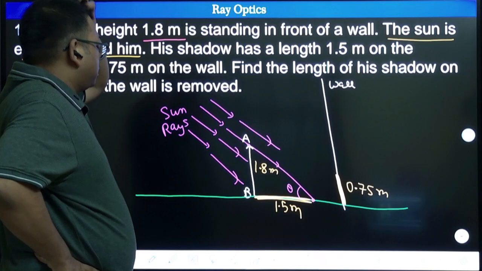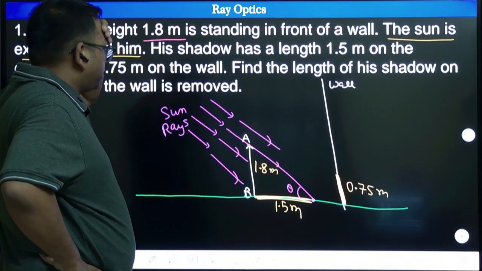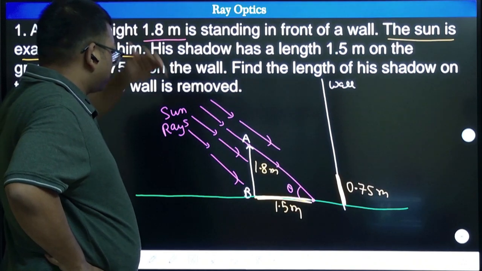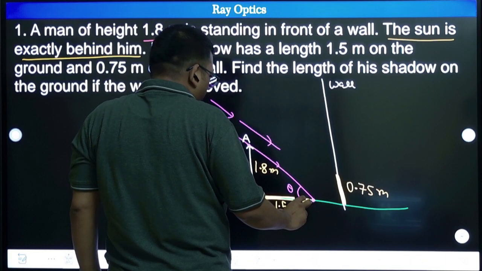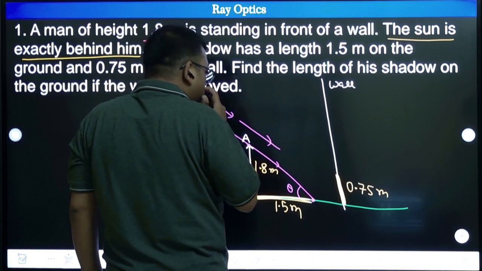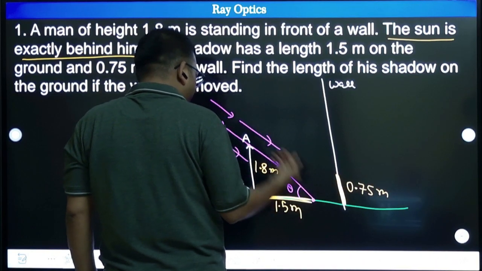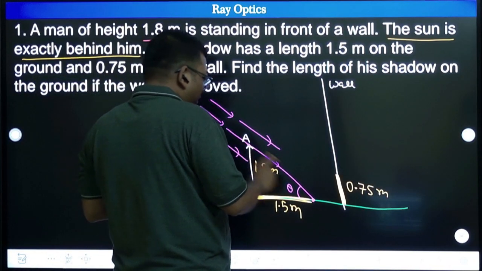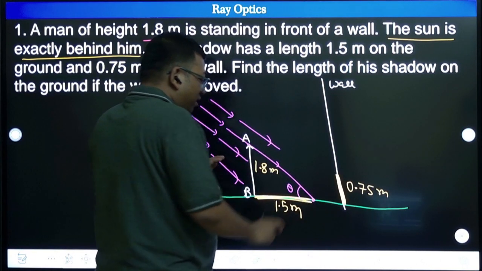But I think this 0.75 is not going to give a clear idea, because if you see, it is hitting here, till here it is coming. But now the wall, is the wall exactly 1.5 meter? Because if you consider the wall here, it is not going to make an image on the wall. Are you able to see that?